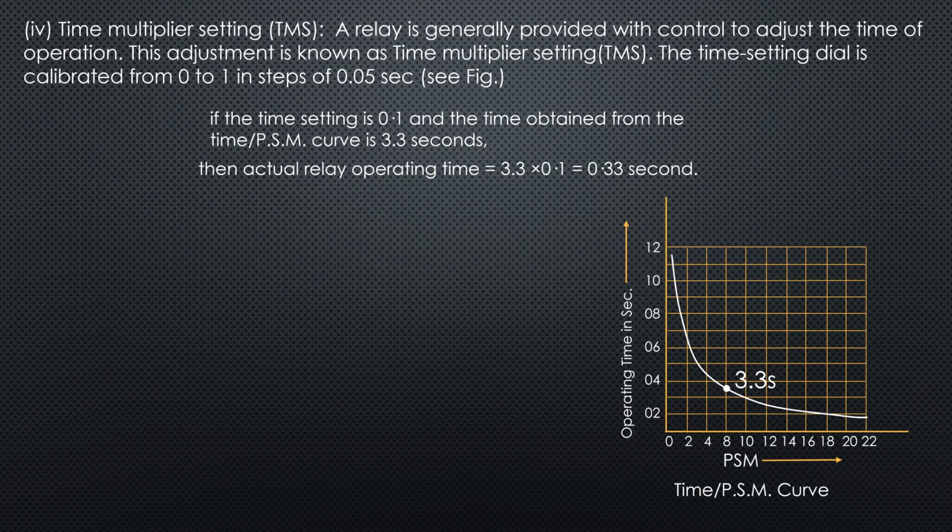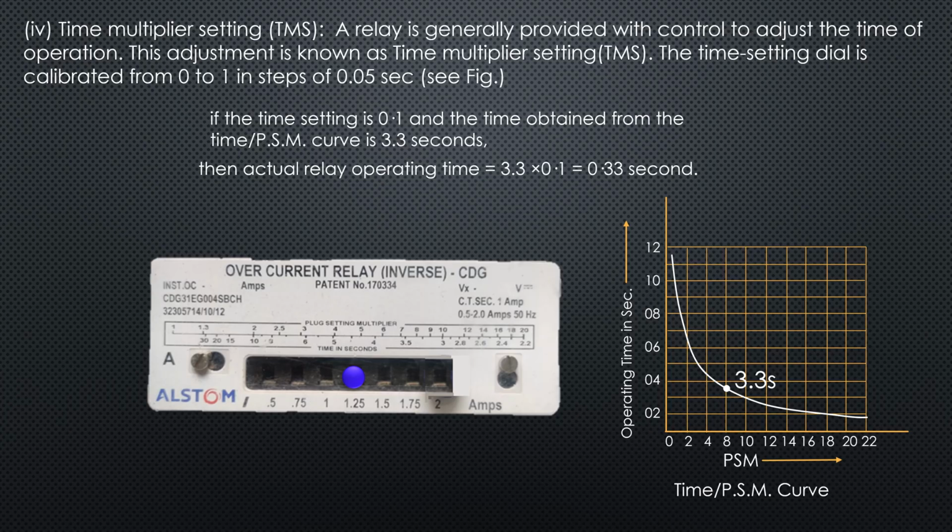The actual time of operation is calculated by multiplying the time setting multiplier with the time obtained from the time PSM curve of the relay. So this was the subject of the episode.